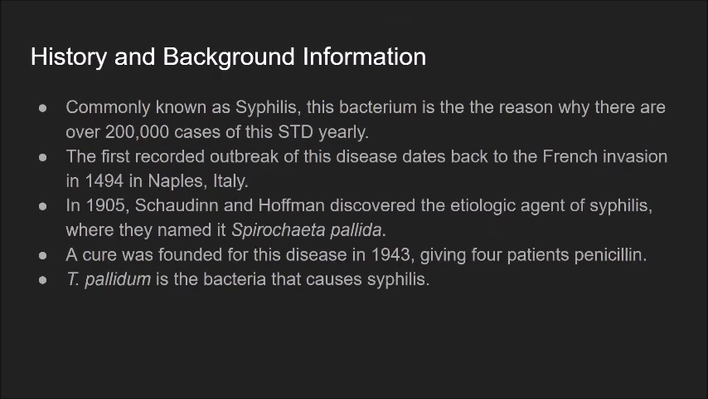History and background. Commonly known as syphilis, this bacterium is the reason why there are over 200,000 cases of this STD yearly. The first recorded outbreak of this disease dates back to the French invasion in 1494 in Naples, Italy. In 1905, Schaudinn and Hoffmann discovered the etiologic agent of syphilis, which they named Spirocheta pallida. A cure was found for this disease in 1943, giving four patients penicillin. T. pallidum is a bacteria that causes syphilis.